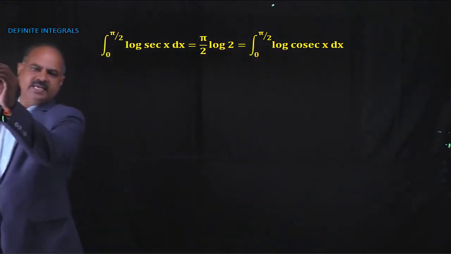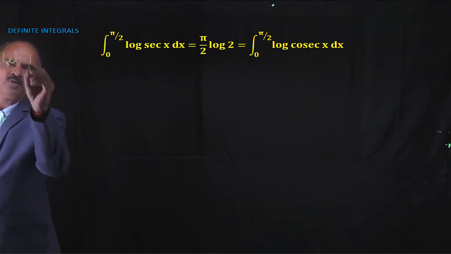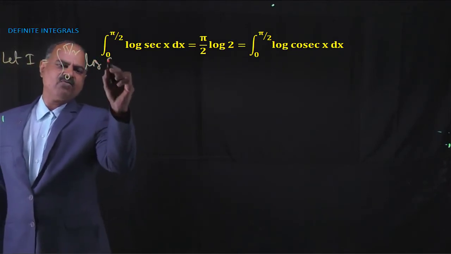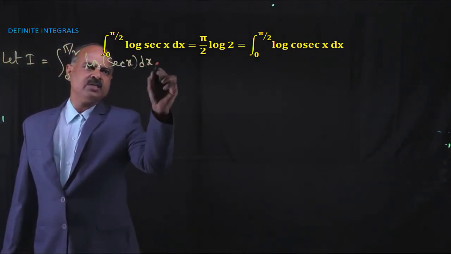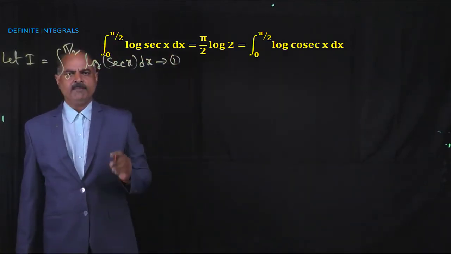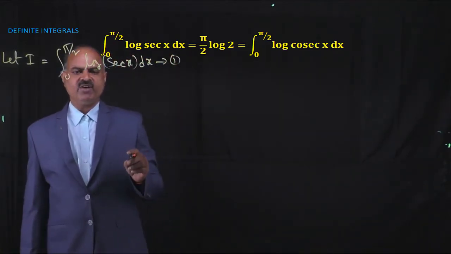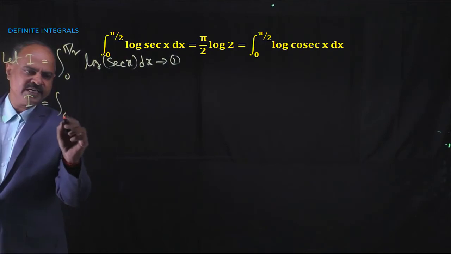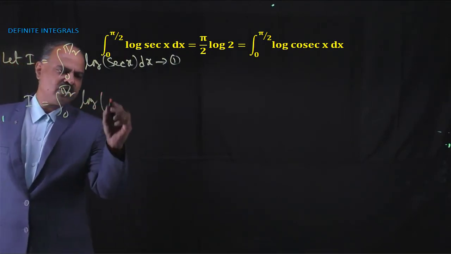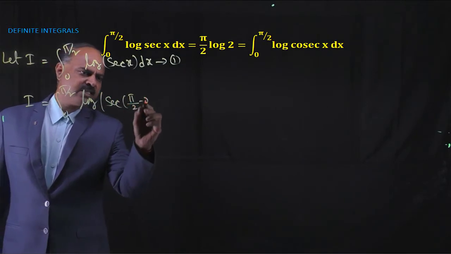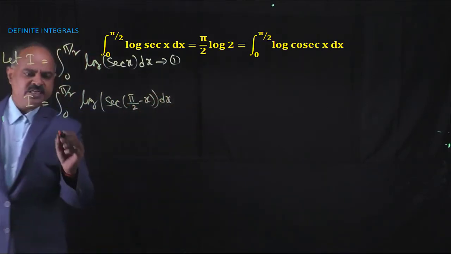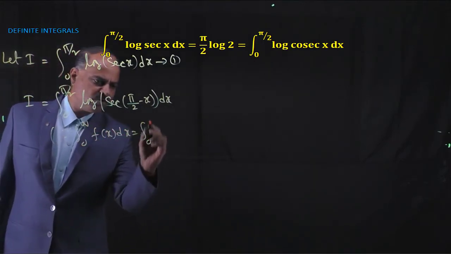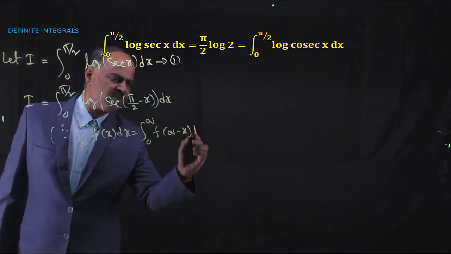So here let I equal to integral 0 to pi by 2 log of secant x dx. This is equation number 1. So by applying the property integral 0 to a f of x dx equal to integral 0 to a f of a minus x dx, we get I equal to integral 0 to pi by 2 log of secant of pi by 2 minus x dx, since integral 0 to a f of x dx equal to integral 0 to a f of a minus x dx.